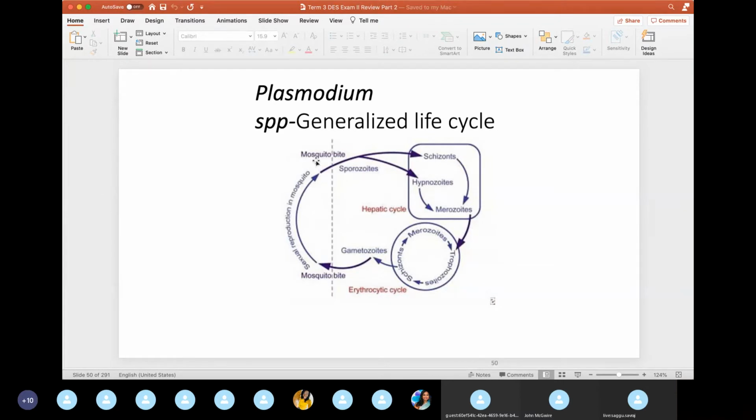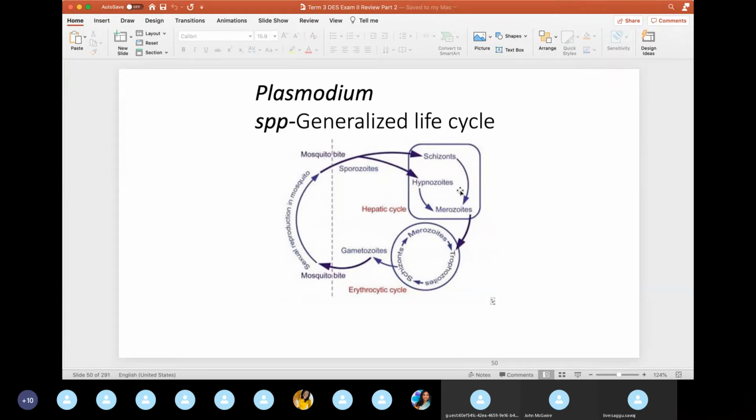Plasmodium, the generalized life cycle. I want you to focus on 3, okay? So when the mosquito injects you with this, it's in the form of sporozoites. Okay, that's high yield, sporozoites. So the infective stage is sporozoites. It goes to your liver, right? It goes to your liver.